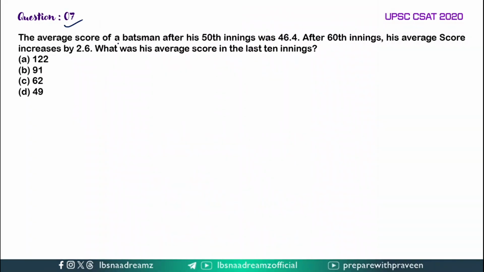Question 7. The average score of a batsman after his 50th innings was 46.4. After 60th innings, his average score increases by 2.6. What was his average score in the last 10 innings? The average score of a batsman after his 50th innings is 46.4, right? So we can write that as, let us take the innings as x, x1 plus x2 and so on to x50 divided by 50 is equal to 46.4.